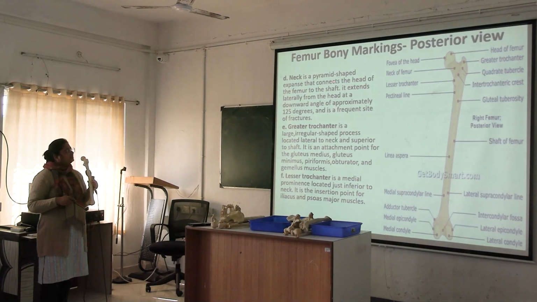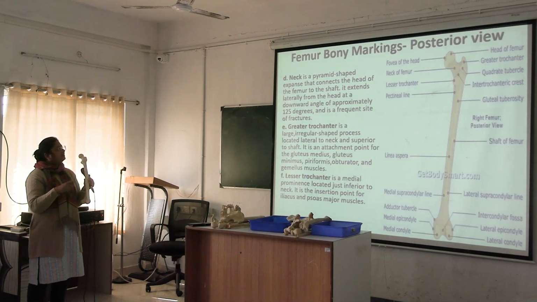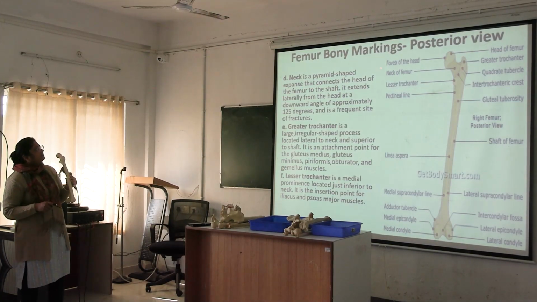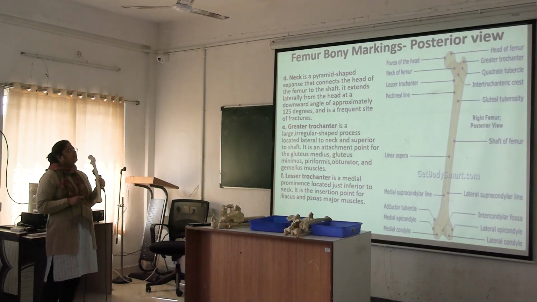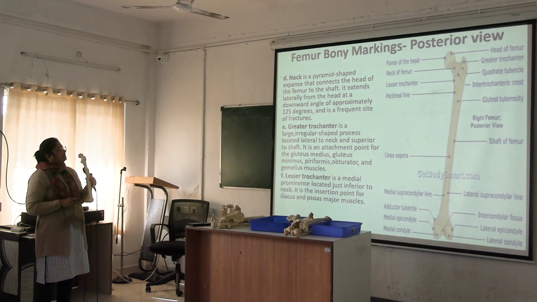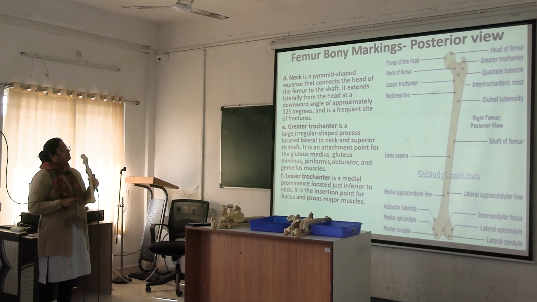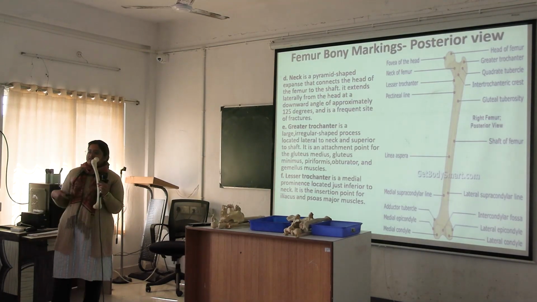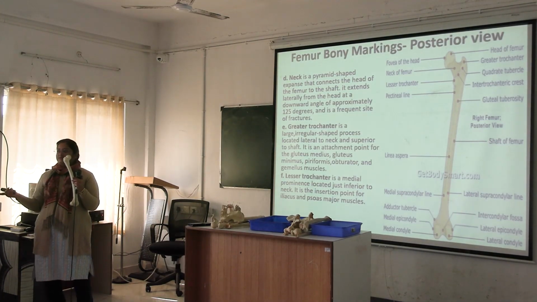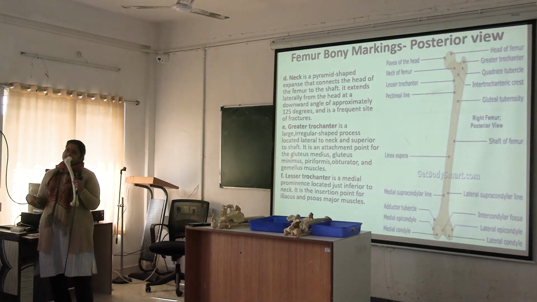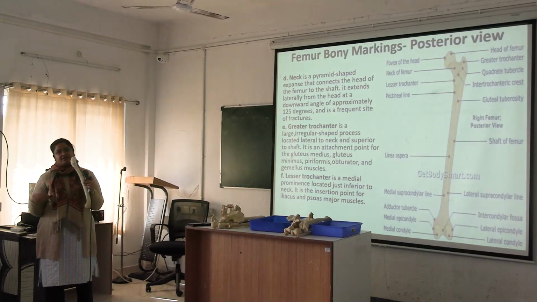Next, we are going to the neck. The neck is also the same. The neck-shaft angle you must remember. The neck is a pyramid-shaped expanse that connects the head of the femur to the shaft, and it extends laterally from the head at a downward angle of approximately 125 degrees, and it is a frequent site of fracture. It is 125 degrees in adults, and the angle is more in children, almost 160 degrees, which is normal for them. But in an adult, if it is 160 degrees, there is coxa valga.